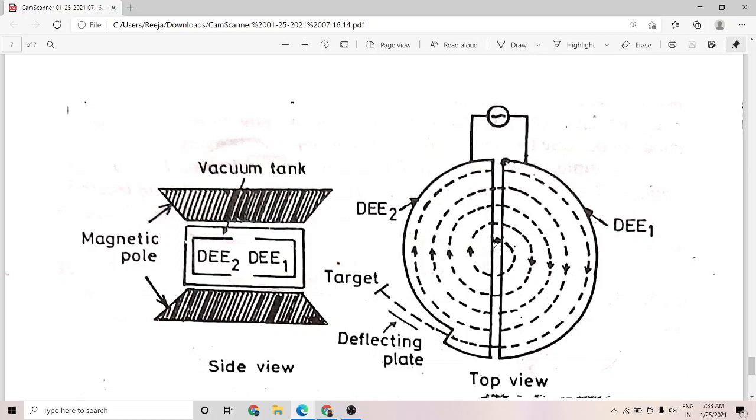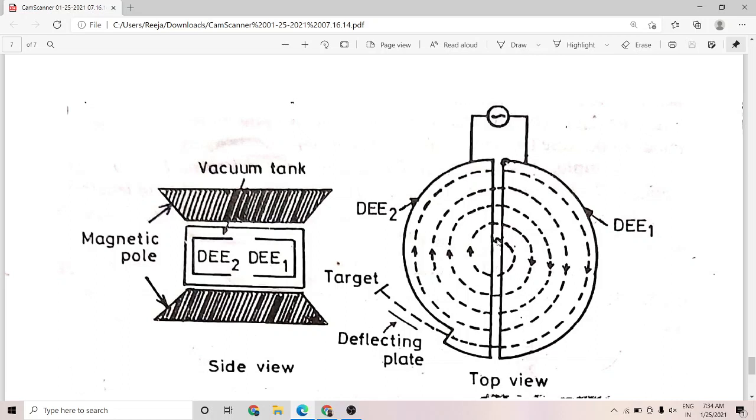Suppose a positive ion leaves the ion source at the center, in the gap between the Ds, at an instant when one of the Ds is positive and the other D is negative. Then the positive ion will get accelerated towards the negative D before entering it.